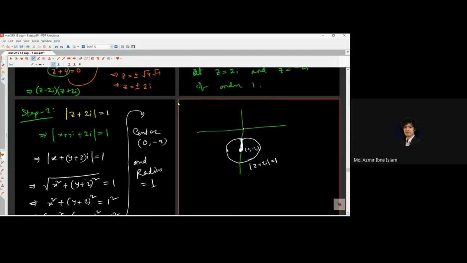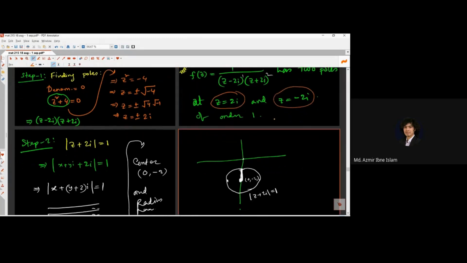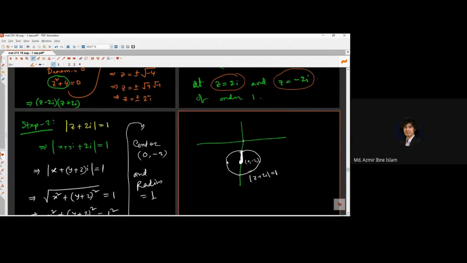So now let's check, out of these two poles, z equal to 2i and z equal to negative 2i, which one is inside and which one is outside. So z equal to 2i can be written as 0 plus 2i, right? So 2i is the point (0, 2). Now tell me, is (0, 2) located here or where? Upwards, sir, not inside the circle. We can mention this is Z1, this is Z2. So Z1 is here.